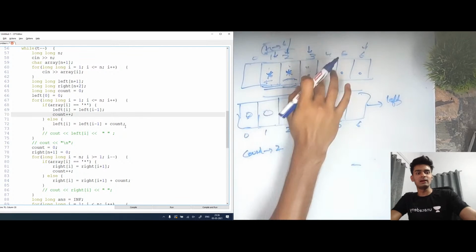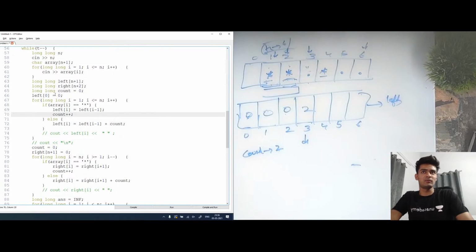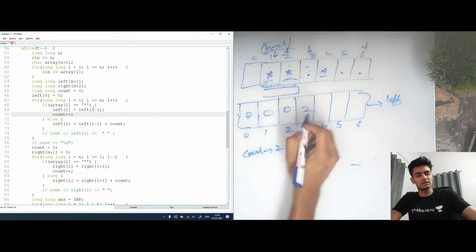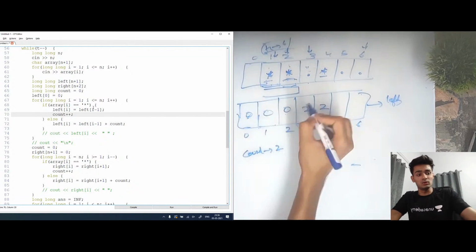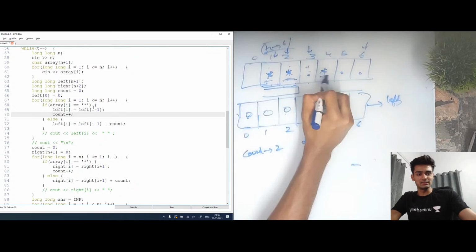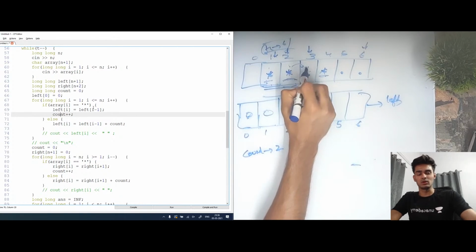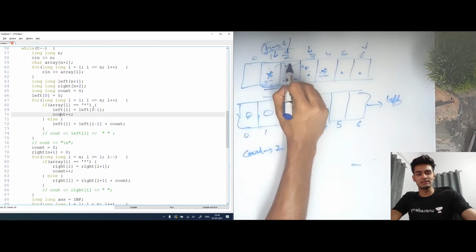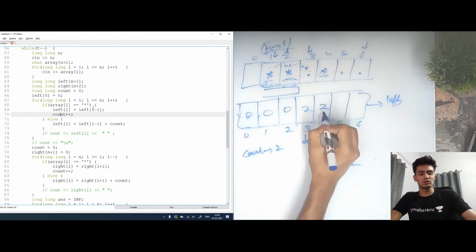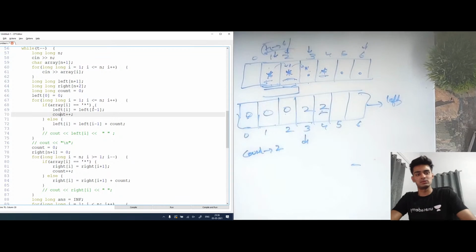Then again, let's come on to index 4. We know that array of I equals star, so we'll just have left of I equals to left of I minus 1. So this again becomes 2. You can even see that this sheep stays here, this sheep will have to come one place here, so the cost will be 1, and that sheep will have to come one place here, so the cost will be 1, and the total cost will be 2. So we can say that this formula is right.